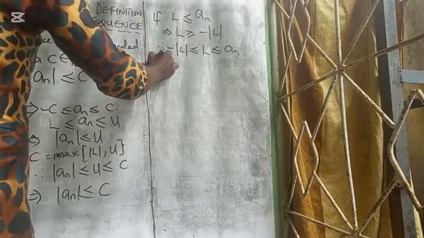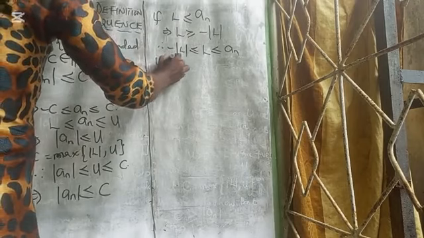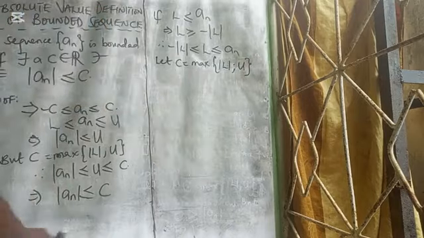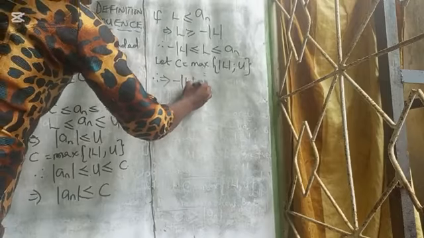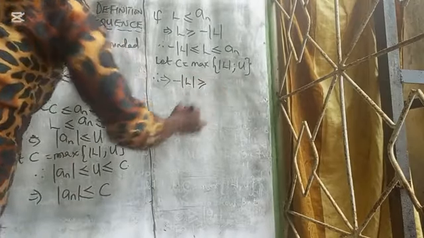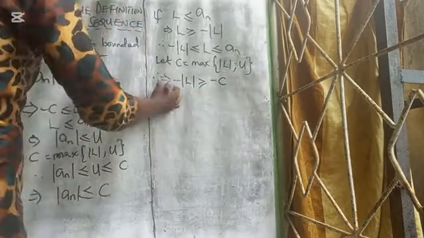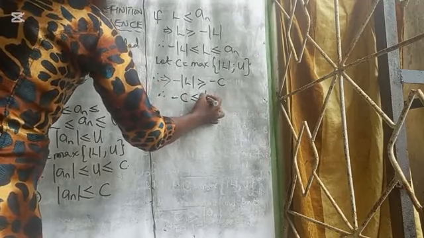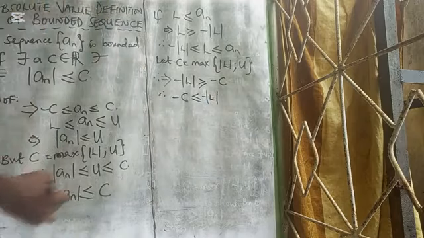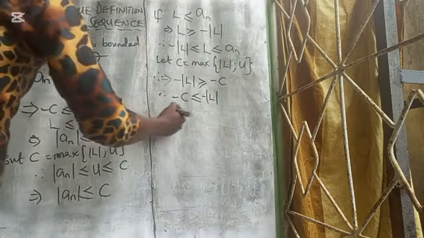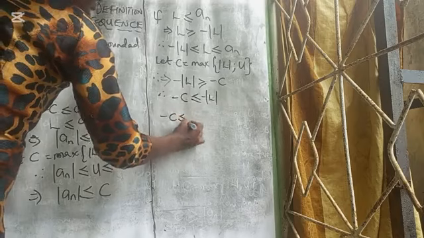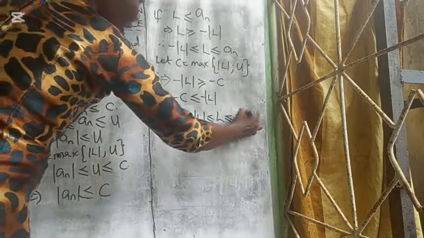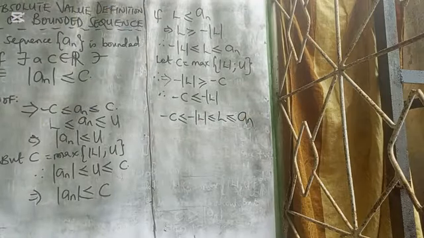But we have said, let C be the maximum of the absolute value of L and U. Therefore, the minus of absolute value of L will be greater than or equal to our minus C. And so we can say that minus C is less than or equal to minus absolute value of L, which is less than or equal to our L, and that is also less than or equal to our A sub n.